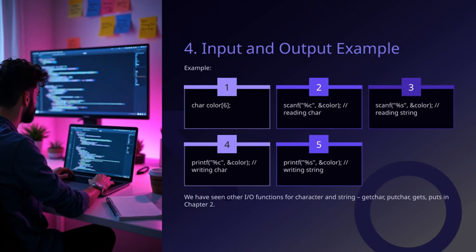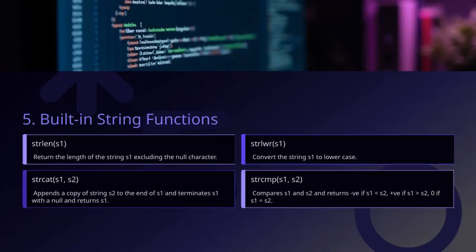Remember, the main concept is that we use format specifiers like %c and %s to indicate whether we're working with characters or strings, and we need to be mindful of passing the correct addresses. This example helps connect all these pieces together, reinforcing how input and output functions are fundamental to creating interactive programs. Now, let's take a look at some built-in string functions that are really useful when working with text in programming.